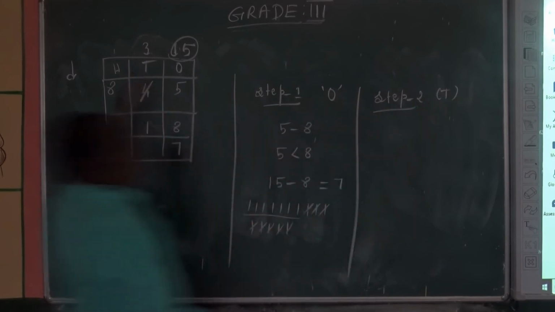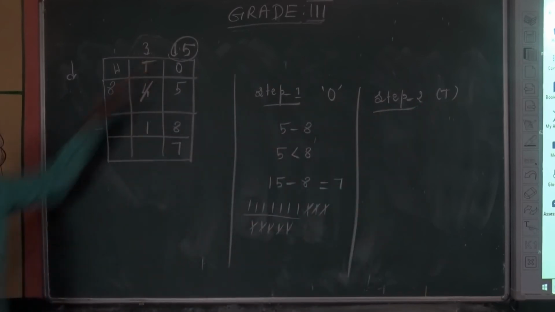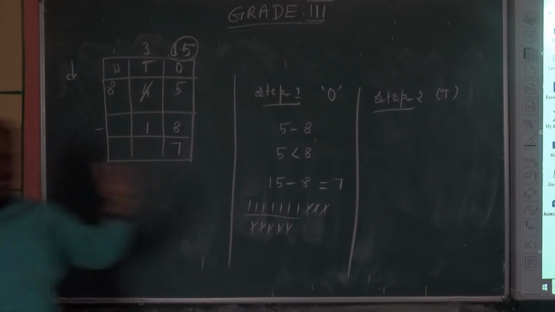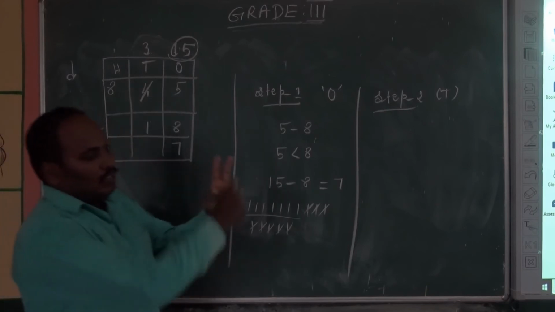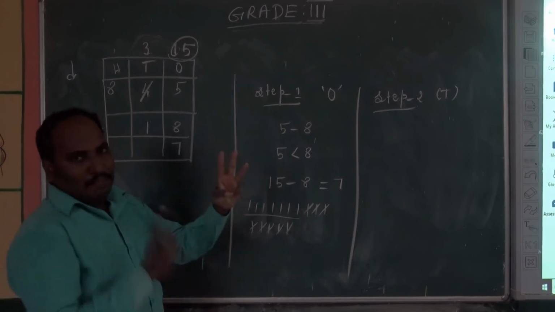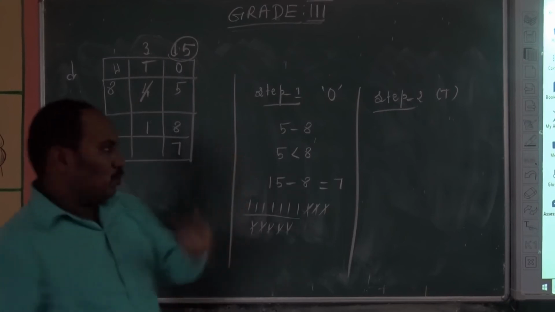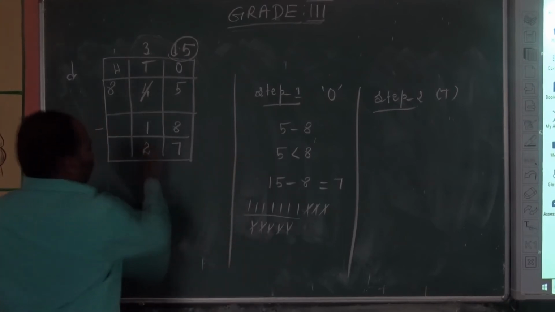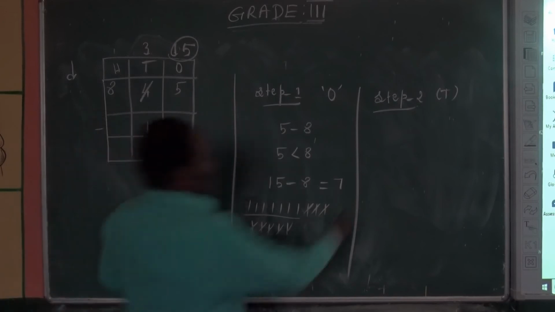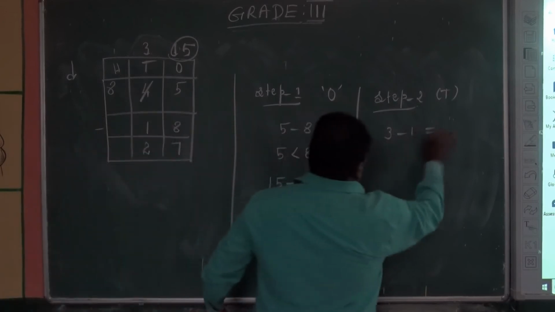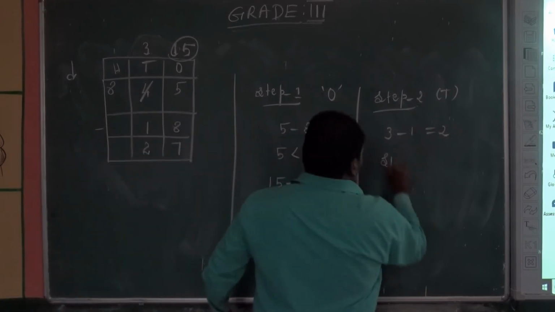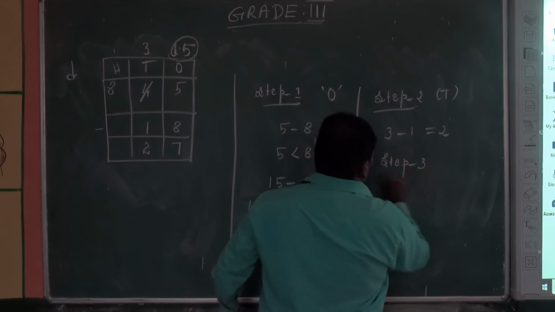Subtract the tens place. Here, tens place 3 minus 1 means 2. The number 2 we write in the tens place. 3 minus 1 is equal to 2. Next we go to step 3.